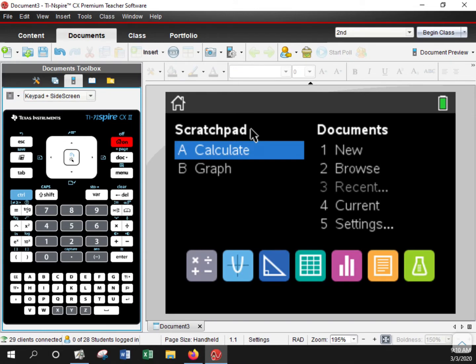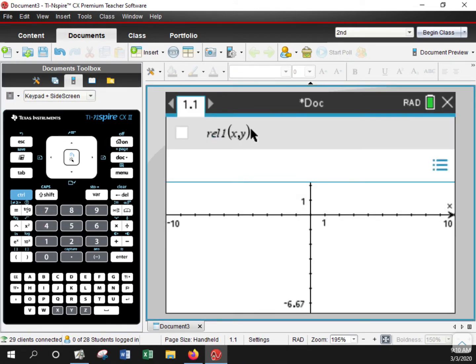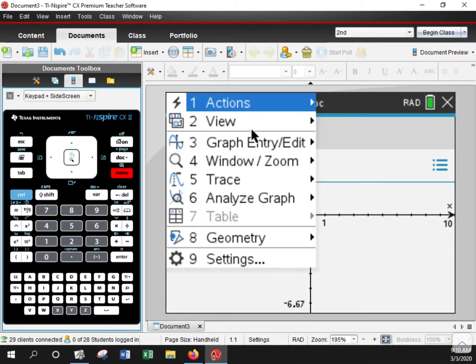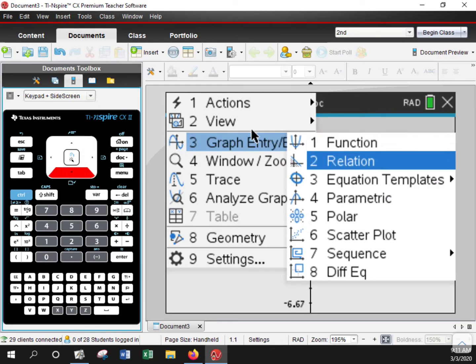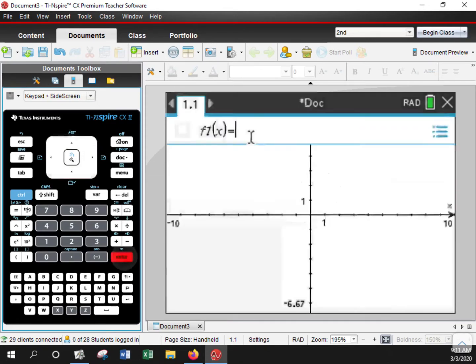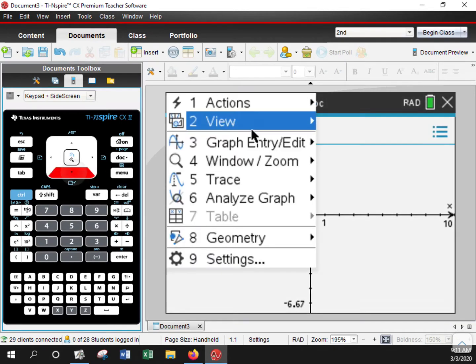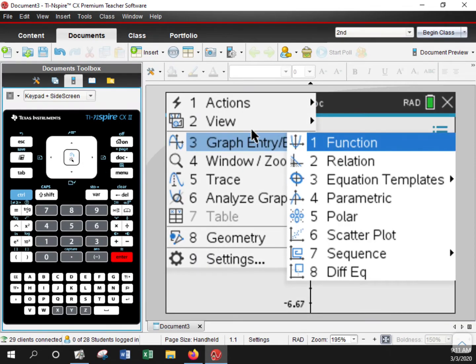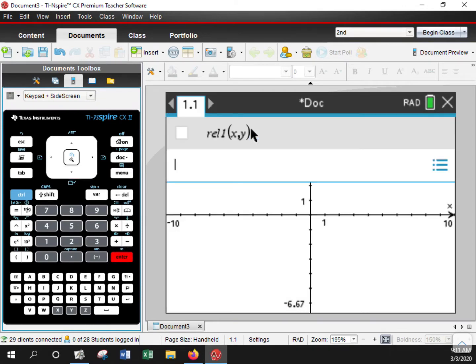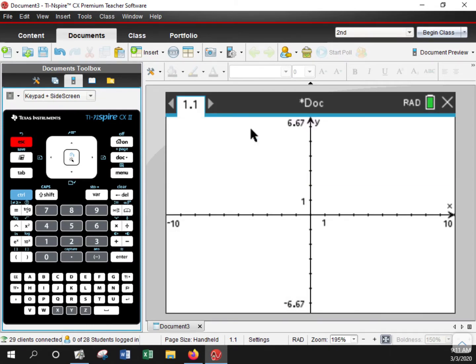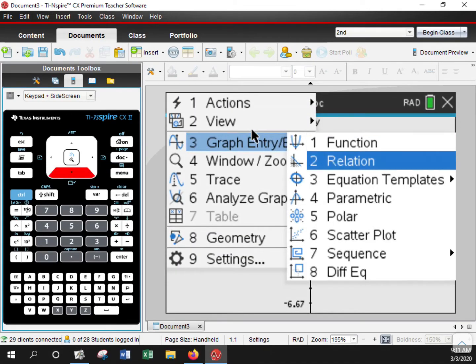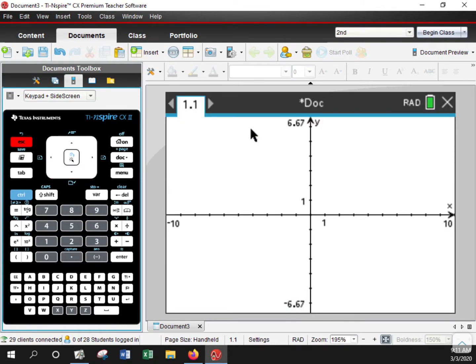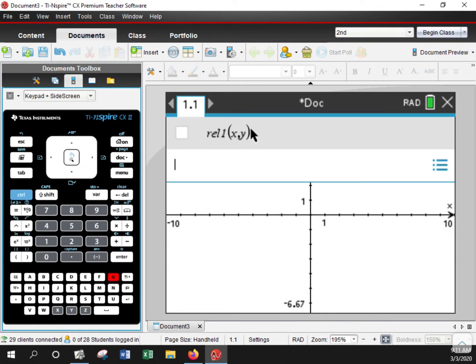But you can get to it other ways as well. Let's go back to current number 4. I can hit menu, go to graph entry edit, and choose either function or relation. There's a bunch of others, but we won't get into those. So that's another way I can toggle between the two. It's also a way to get the entry bar to show up if I don't have it. Remember the shortcut is hitting Control, then hitting G. All right, so that should cover that.